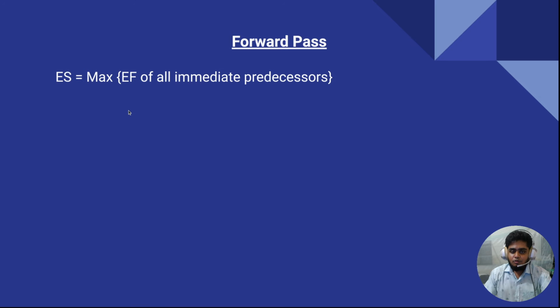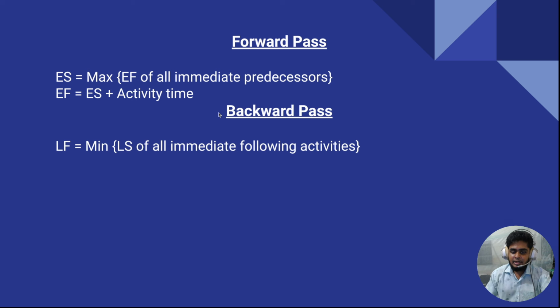So for the forward pass, we have to calculate the earliest start, which is basically the maximum of the earliest finish of all immediate predecessors. And the earliest finish will be the earliest start plus activity time. In the backward pass, you can see the latest finish will be the minimum of the latest start of all immediate following activities, and the latest start will be the latest finish minus activity time. Basically here I just want to say in the forward pass we have to take the maximum value, in the backward pass we have to take the minimum value. And in the forward pass we just add those values, and in the backward pass we subtract those values. So let's jump into the slack time.